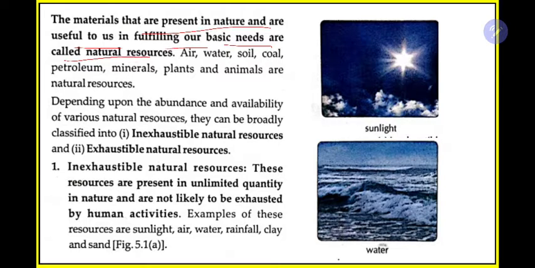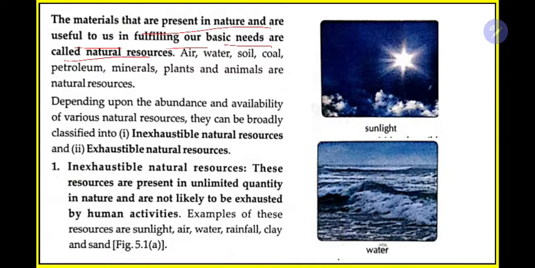So the example of this type of resource: sunlight. Use as much sunlight as you want, but it will never end, because this is a natural resource and it is unlimited. So inexhaustible natural resources are those resources which are present in unlimited amount. Then air, water, rainfall, then clay, sand, all of these are unlimited in nature.